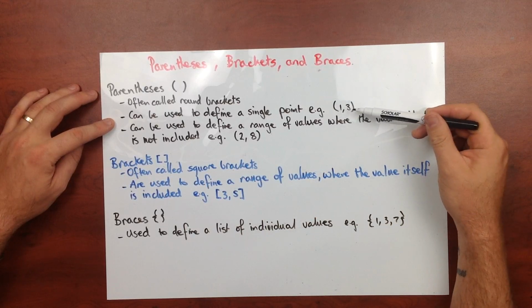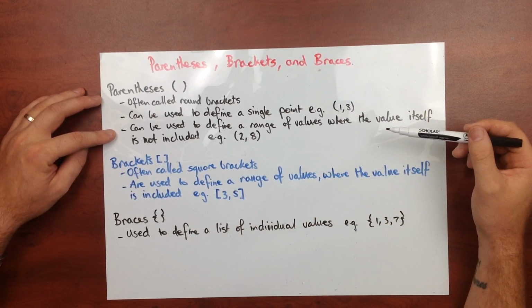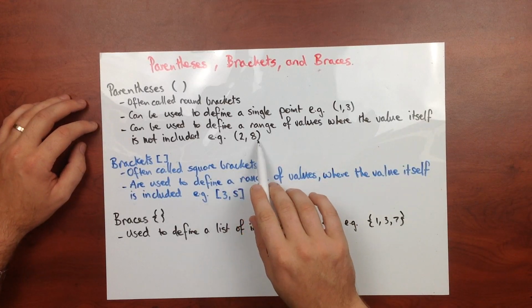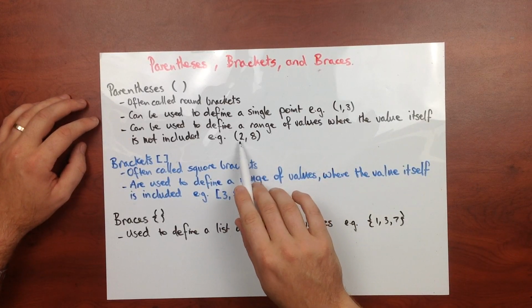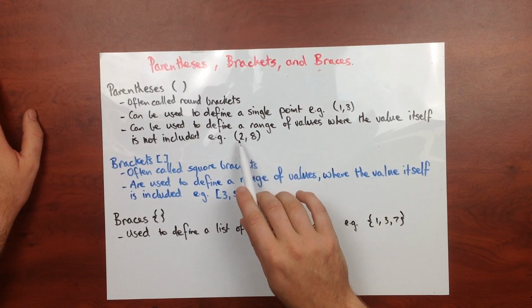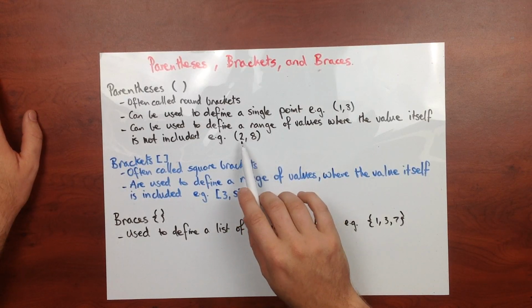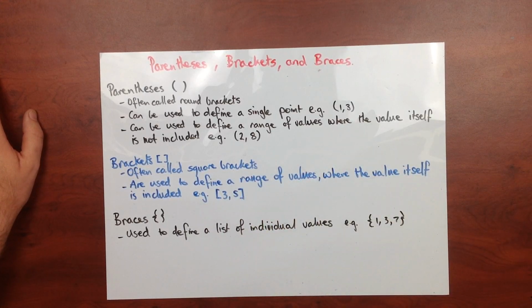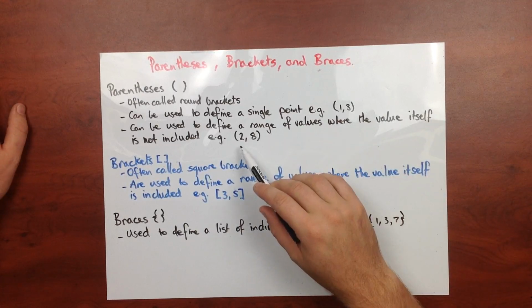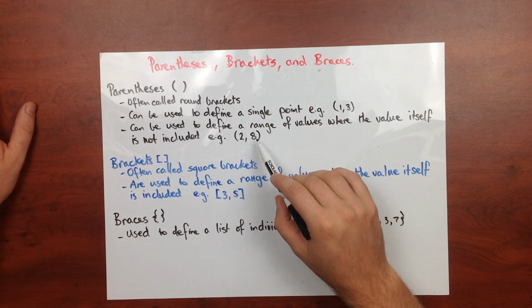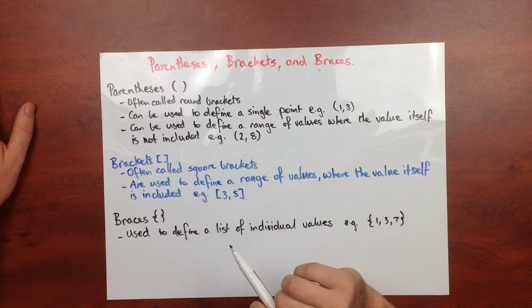the point 13, but they can also be used to define a range of values where the value itself is not included. So this is a range of values, so all our numbers between 2 and 8, and now that includes all our decimals, fractions, everything between 2 and 8, but we would not include the values 2 or 8. Okay, so we could have 2.000001, okay, as many zeros as you like in between your 2 and your next decimal, okay, all the way up to everything as close to 8 as you can get, but not 8.